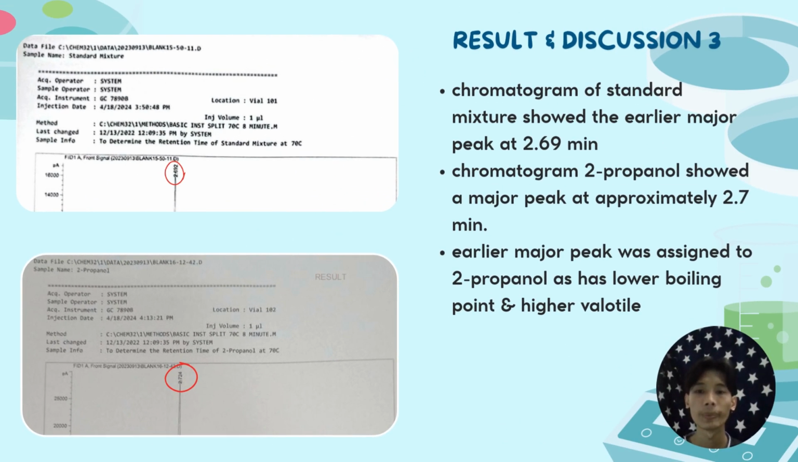To identify the earlier peak, we compare the result with the chromatogram of pure 2-propanol. The chromatogram of 2-propanol shows a single major peak at approximately 2.7 minutes. Since the retention time closely matched the earlier peak in the standard mixture, we assign the 2.69 minute peak to 2-propanol. This also agrees with its lower boiling point and higher volatility, which cause it to elute faster.